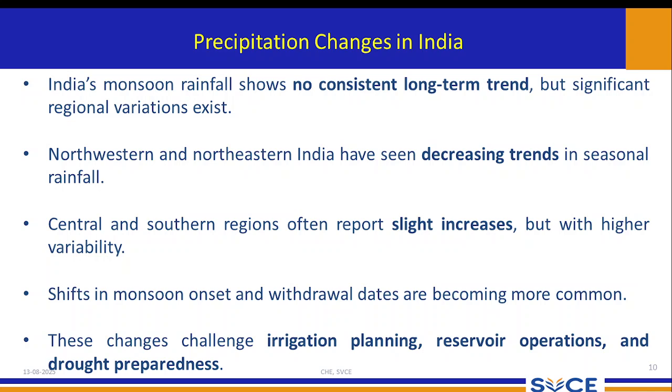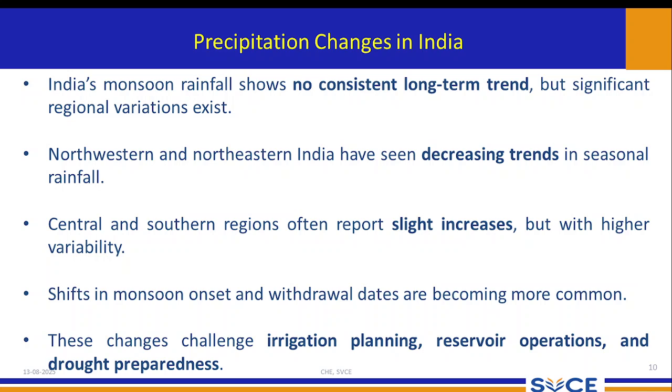These changes challenge irrigation planning, reservoir operation, and drought preparedness. So, irrigation planning, reservoir operation. That means for irrigation, the people will look at whether the Kaveri River has been opened for plantation or cultivation. Okay, during the first week of June, they will try to open. Hope you would have seen the dam has been opened.